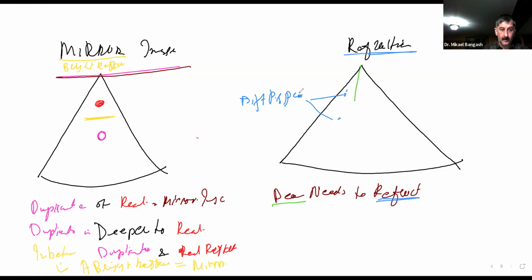But the next thing is that this beam here also has to hit a structure at an oblique angle, which mainly will cause it to refract. And mainly, let's say here there's a structure here, which will be real.